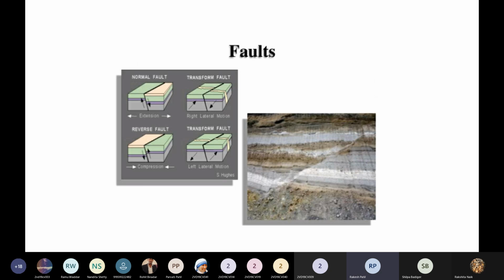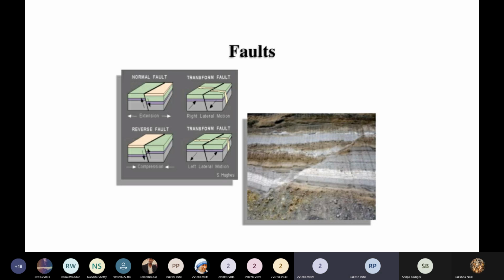Here, this is how faults look like. Is this slide visible? Yes, sir. Okay, this is what happens in faults. First, cracks will be there, then movement of a block will be there. You can see in this diagram a white band. Take a right side block and a left side block. In the right side block, the white rock is uplifted compared with the left block. Is it clearly visible?